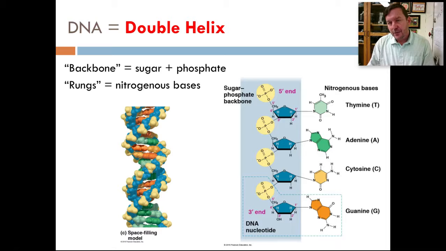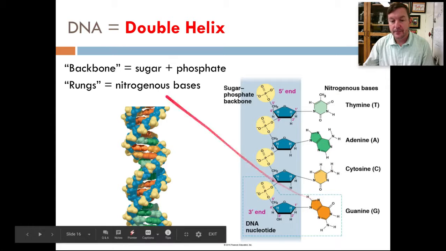So we now understand that DNA has a sugar-phosphate backbone that is a repeating motif. You can see here there is a phosphate connected to a sugar, that's the deoxyribose sugar, connected to a phosphate, connected to a sugar, and you just continue that ad nauseam through the whole thing. And then on the inside of the helix, where the rungs of the ladder are, you find the nitrogen bases: thymine, adenine, cytosine, and guanine.